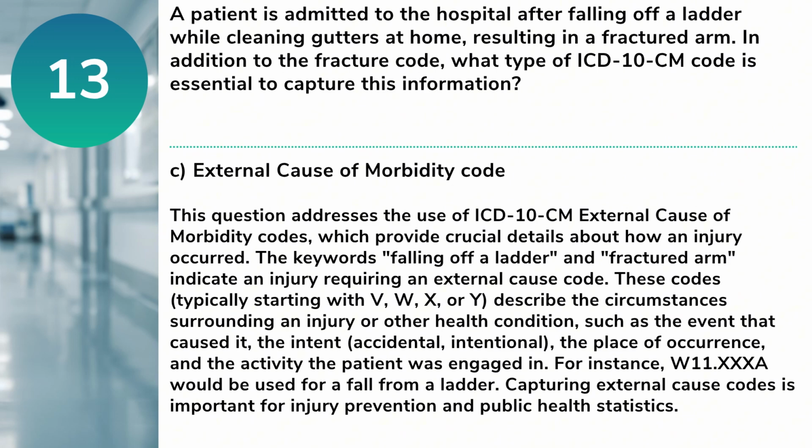These codes, typically starting with V, W, X, or Y, describe the circumstances surrounding an injury or other health condition, such as the event that caused it, the intent, accidental, intentional, the place of occurrence, and the activity the patient was engaged in. For instance, W11.XXXA would be used for a fall from a ladder. Capturing external cause codes is important for injury prevention and public health statistics.